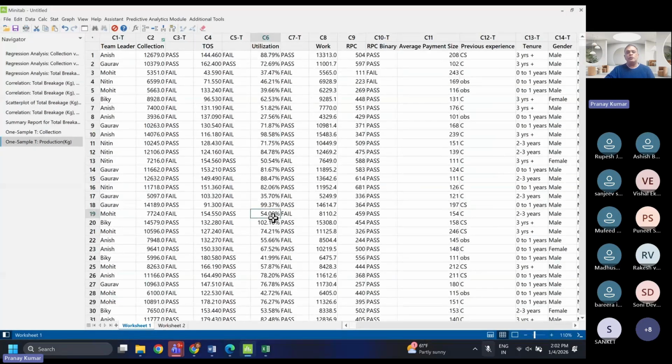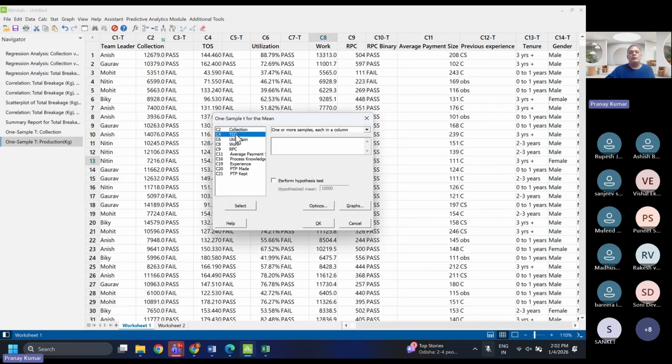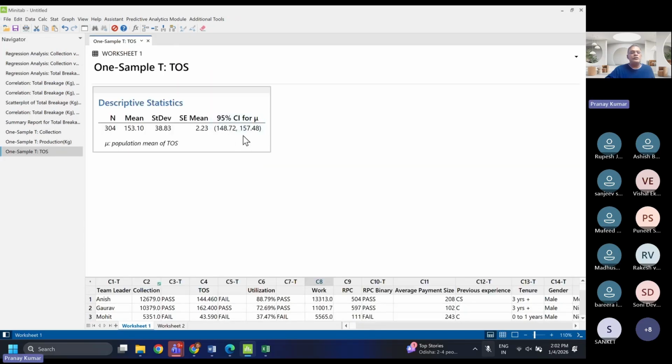Let us see how to do the one sample t-test on Minitab. Let's say I'm doing a project on C4, time on system. I go to stats, basic stats, one sample T, double click on time on system. Like you're saying, there are two options. If I only want the confidence interval, don't click this. Press OK. And what is your current performance? Your current performance is between 148.72 to 157. This is where your population mean is.